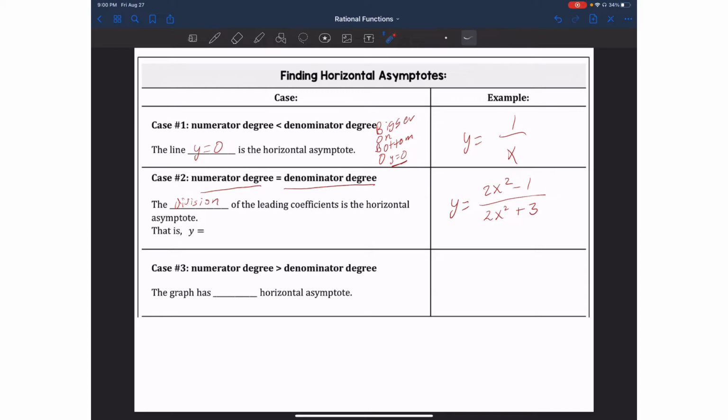Again, the degree of the numerator, which is 2, is equal to the degree of the denominator, which is also 2. And in order for you to do that, you will divide the leading coefficients. So in this case, it's going to be 2 over 2, which is equal to 1.